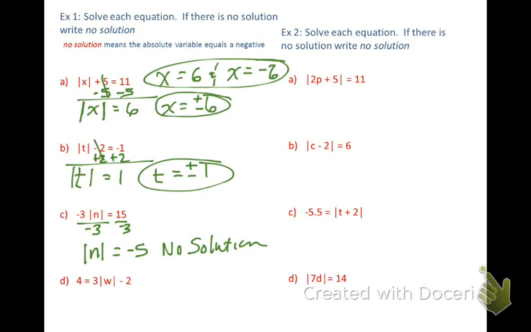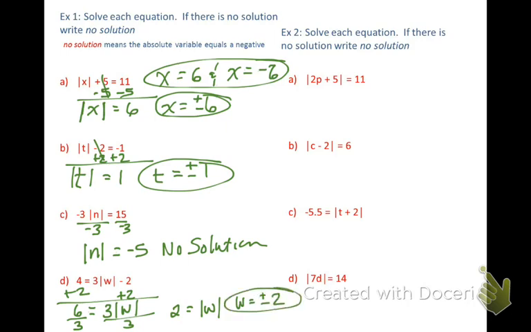D. This one's a two-step to get rid of all the numbers attached with the absolute value, so I'm going to add 2 to both sides. So that's 6 equals 3 absolute value of W. Then I'm going to divide by 3. So it's going to be 2 equals absolute value of W. So W must equal positive and -2.